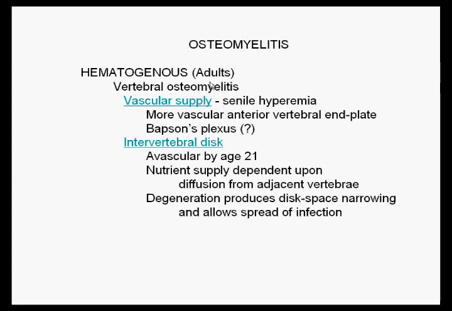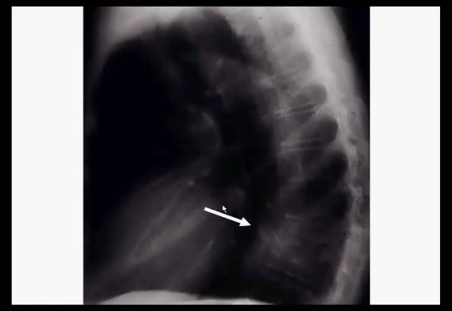That degeneration then decreases the space occupied by the disc, and you get disc space narrowing, which is identifiable on X-ray, but also allows for further spread of the infection from one vertebra to another. And so vertebral osteomyelitis commonly involves two adjacent vertebrae.